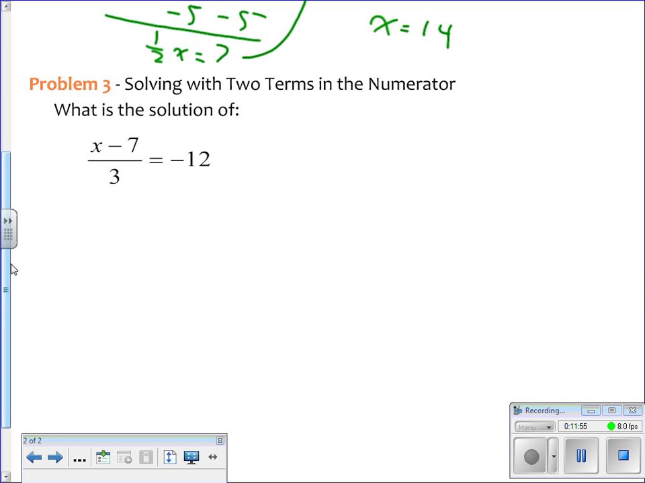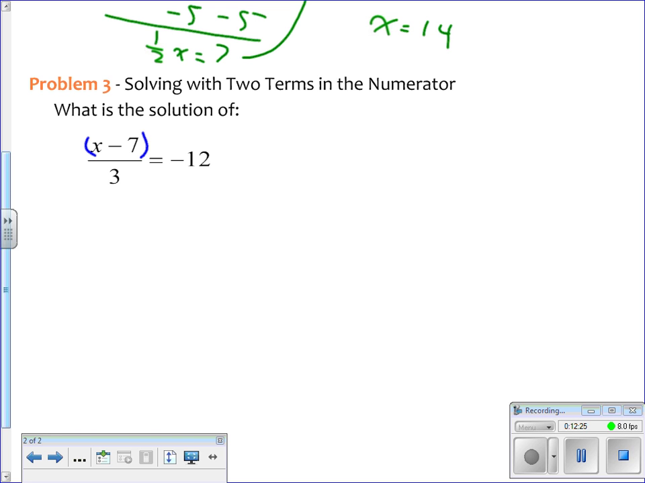These types of problems are different. Okay, solving with 2 terms in the numerator. Here, you can think about it this way, I have x minus 7 in parentheses because I have to do what's on top before I can divide by the 3 on the bottom. So it's just like having x minus 7 in parentheses. I don't, but it's the same thing.